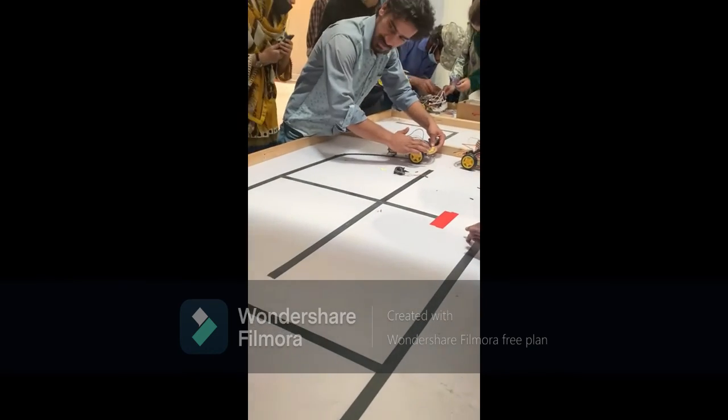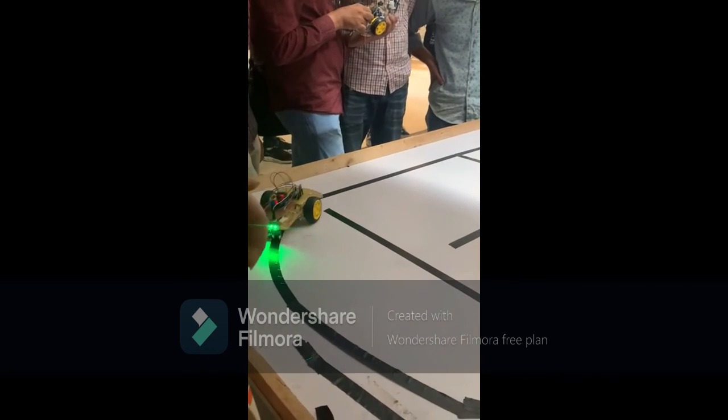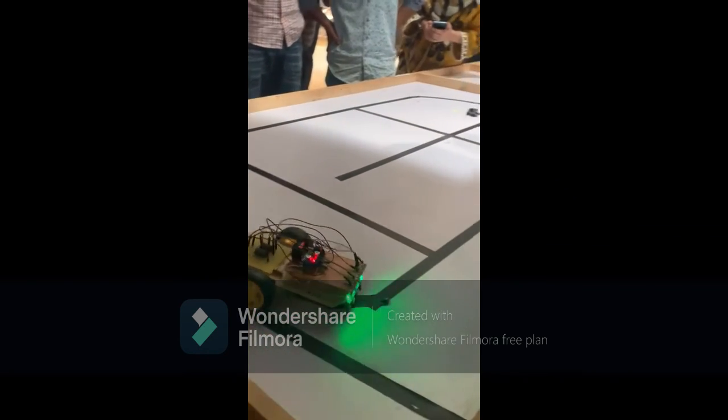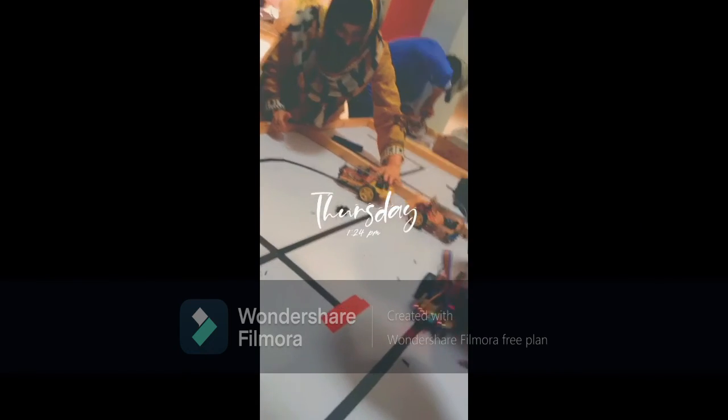Now you see that our robot is successfully working and it is successfully tracking the line. So this is all our project, and this is the final assembly and test. So this is enough for today's lab.